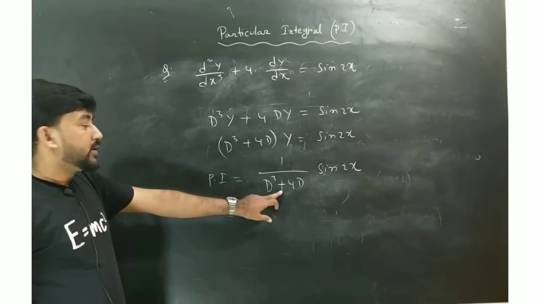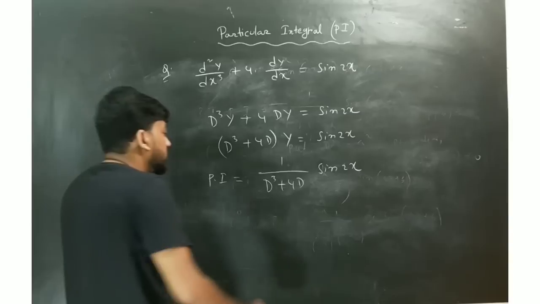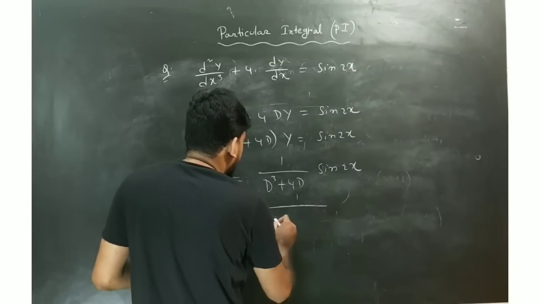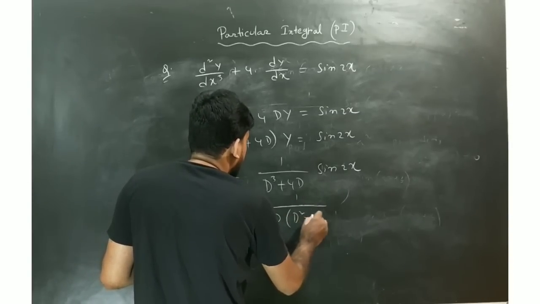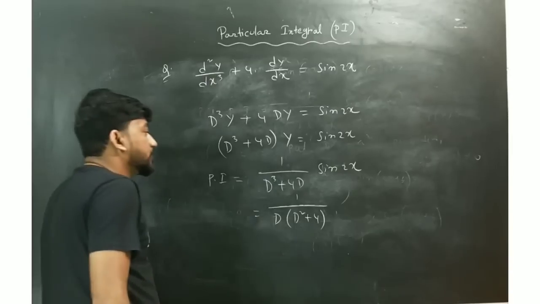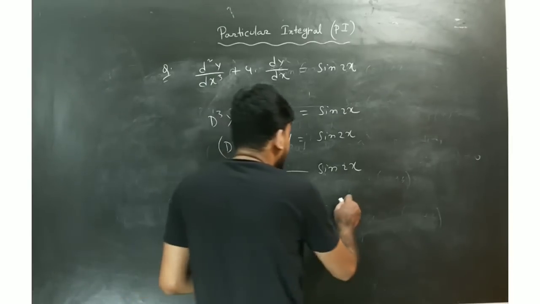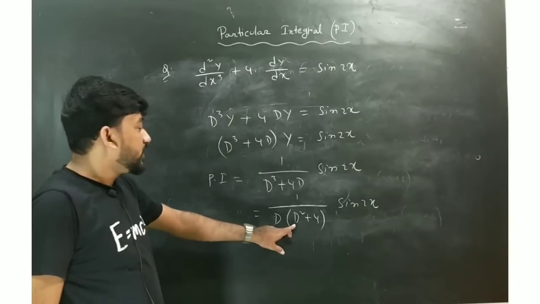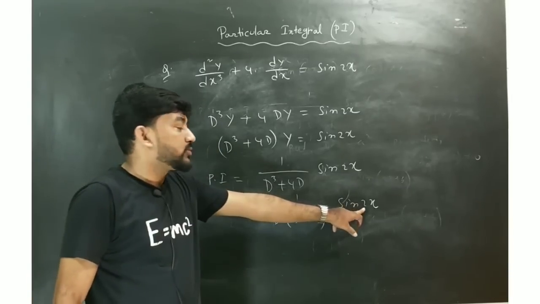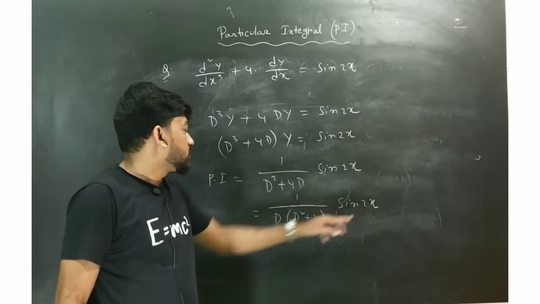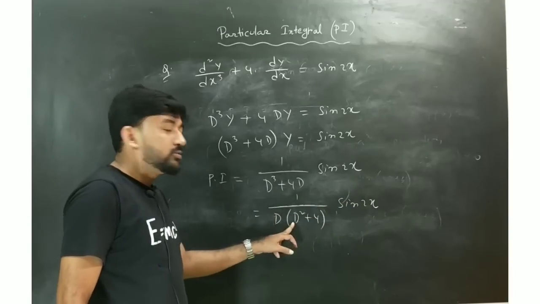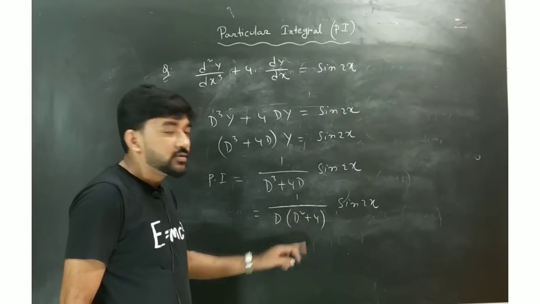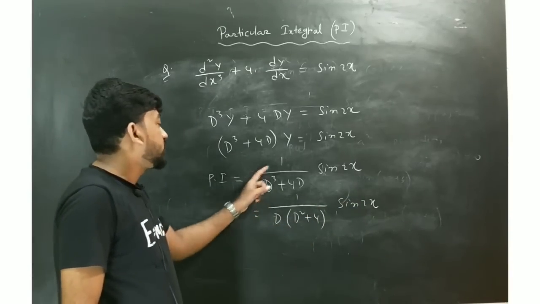Now you have to write it in the form of D square. So how can you write it? You take D common, so it will be 1 upon D into (D square plus 4) into sin 2x. Now you can see, if you put here D square as minus a square, here a is 2, it will be minus 4. So minus 4 plus 4 will be 0. So you have to take the differentiation of this.